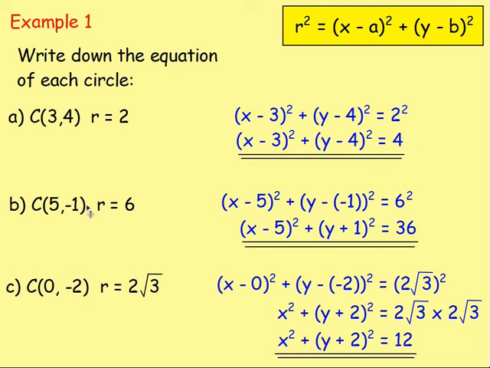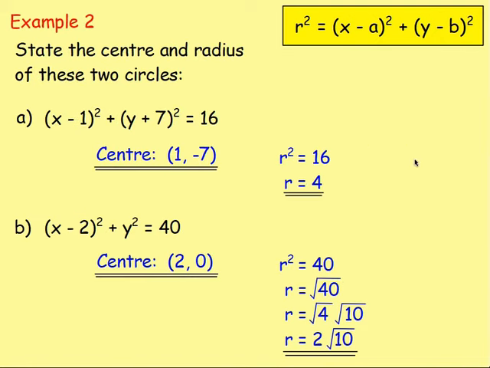With this one, you were doing the same thing. So it would be x take away 5 all squared, plus y take away negative 1 all squared, would equal 6 squared, which is obviously 36. This one again, the same thing. So you would have x take away 0 all squared, which is just x squared, plus y take away negative 2 squared, which is y add 2 all squared, and that would equal this 2 root 3 squared. Remember to square that, you've got 2 root 3 times 2 root 3, multiply the whole numbers, 2 times 2 is 4, root 3 times root 3 is root 9, which is 3, so it's really 4 times 3, which is 12.